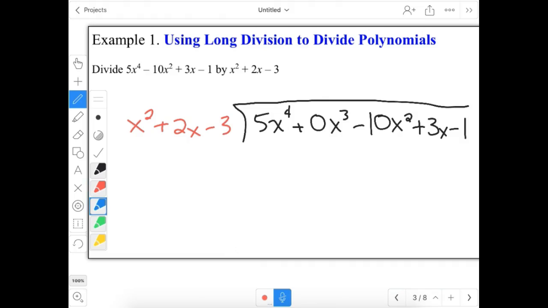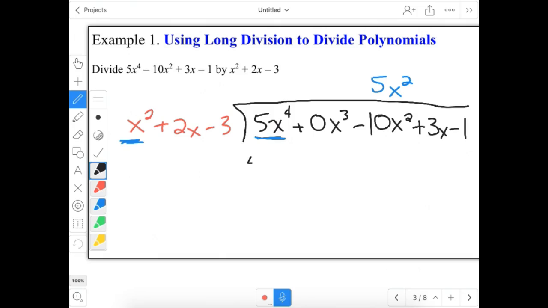So remember, when we're doing long division of polynomials, we have to start with our first two terms in the dividend and divisor, and we have to say, from x squared, what would I need to multiply by in order to get 5x to the fourth? And that would be 5x squared. So we're going to put that above our squared terms. And then remember, I need to take that 5x squared and multiply it by each of those terms on the outside there, by the x squared, by the 2x, and by the negative 3.